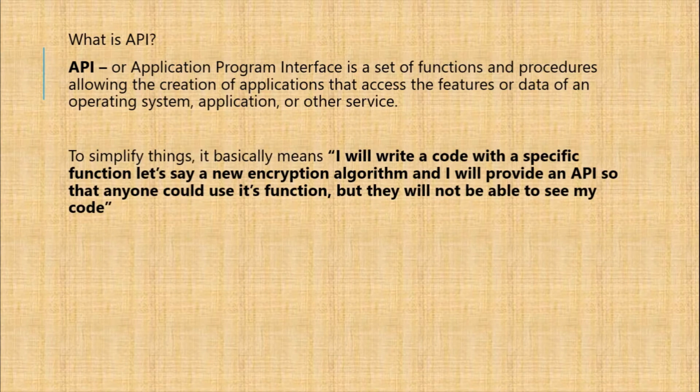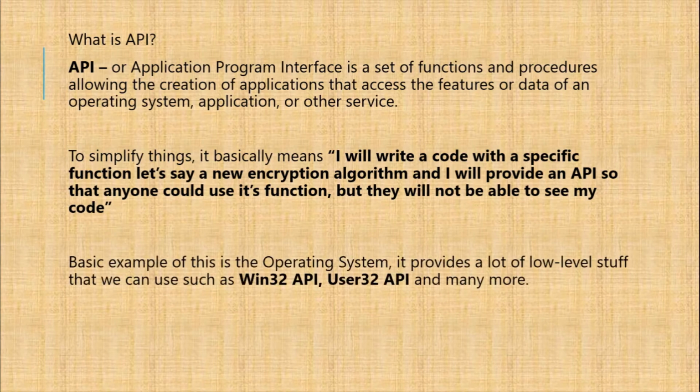So to simplify things, it basically means I will write a code with a specific function, let's say a new encryption algorithm, and I will provide an API so that anyone could use its function, but they will not be able to see my code. A basic example of this is the operating system. It provides a lot of low-level stuff that we can use, such as Win32 API, User32 API, and many more.